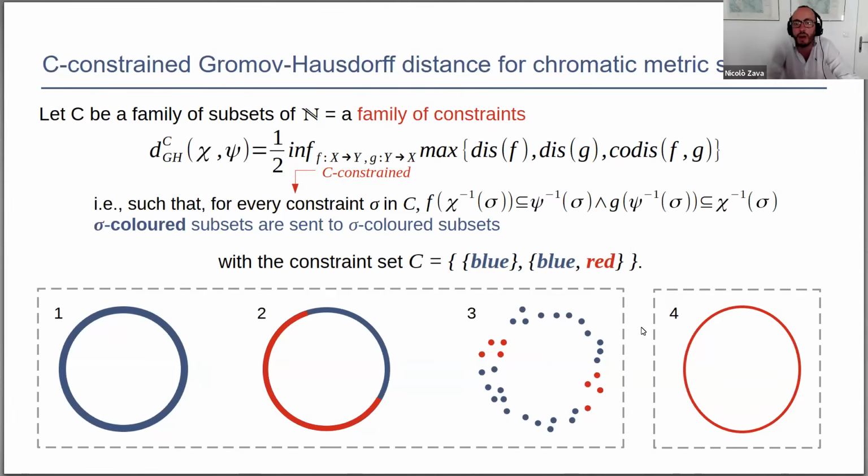There is the symmetrical one. You can have blue, blue, red. Blue must go to blue. Therefore, shape number 4 plays in a different championship.